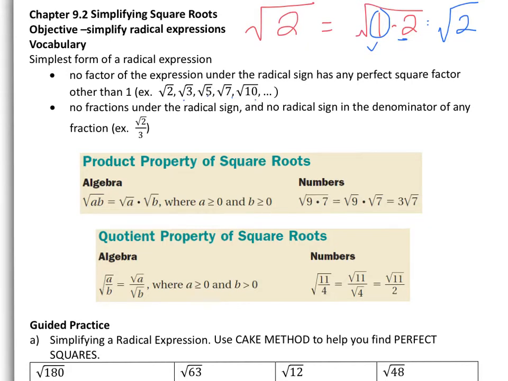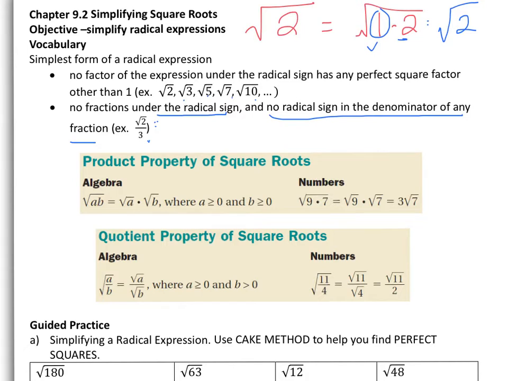And you also cannot have any fractions under the radical sign, and no radical sign in the denominator of any fraction. So, for example, radical 2 over 3 will be in its simplest form because there's no radical sign in the denominator. And it's okay to have a radical sign in the numerator. And let's take a look at some properties of square roots.